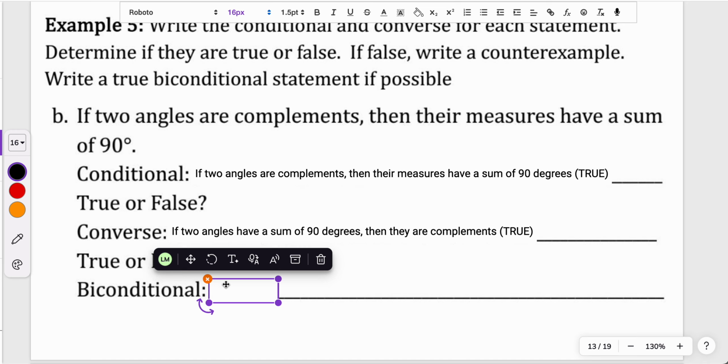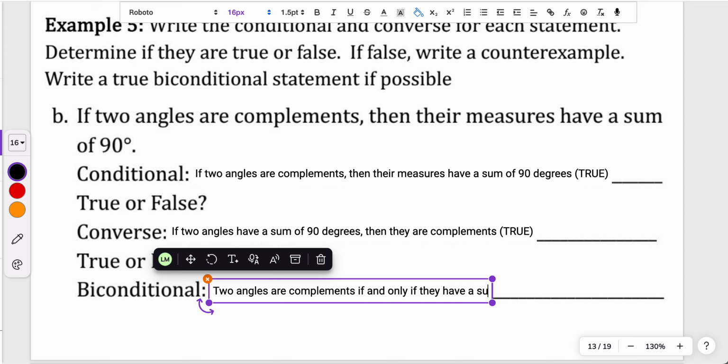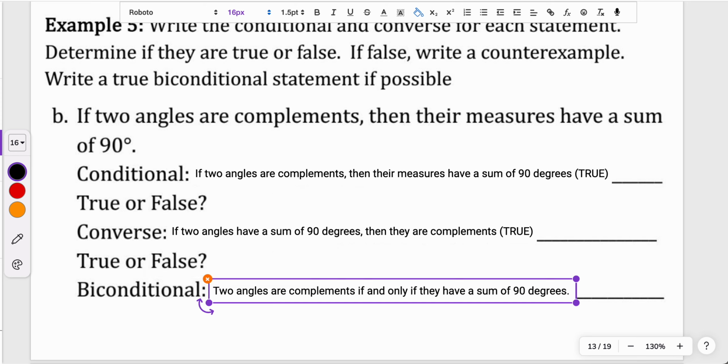Great reminders if you're going to the game. Okay. Biconditional statements would be if and only if P then Q. So 2 angles are complements if and only if they have a sum of 90 degrees. Okay? So we talked a lot about things in this video. Take your time and go back to re-watch any of those things.